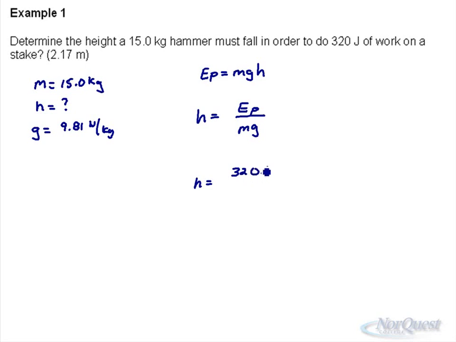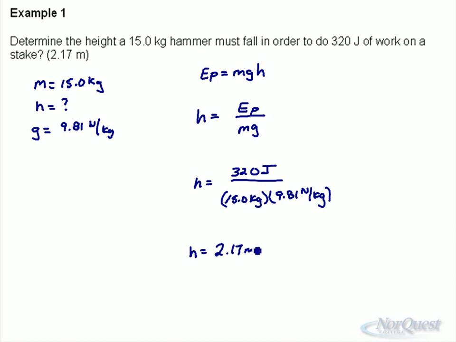320 joules divided by 15.0 kilograms times 9.81 newtons per kilogram. And if you punch that in on your calculator, do that quickly here to verify the answer is okay. Make sure you bracket the denominator, because there are two numbers being multiplied in the denominator, and you should get to 3 significant digits, 2.17 meters.